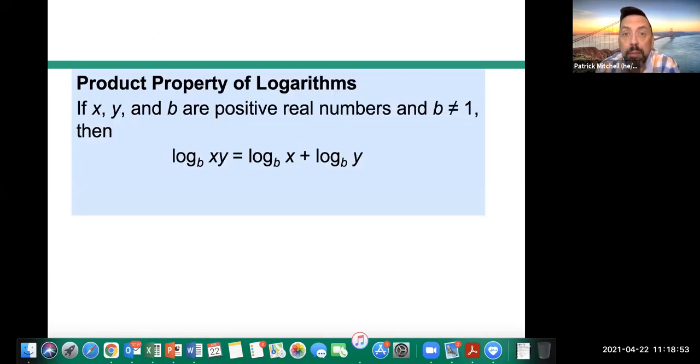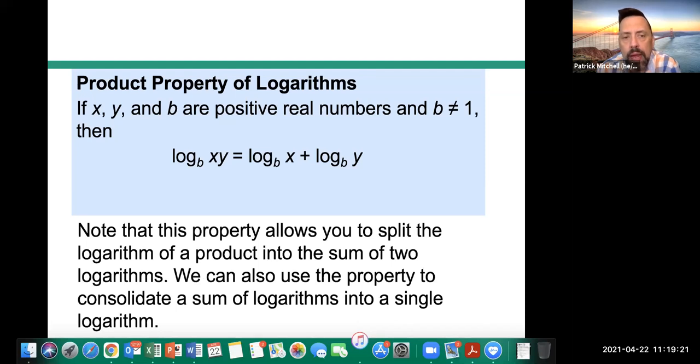The first property is called the product property, and it says that if x, y, and b are positive real numbers with b not equal to 1, then log base b of x times y is equal to log base b of x plus log base b of y. In other words, the log of a product is the sum of the logs.